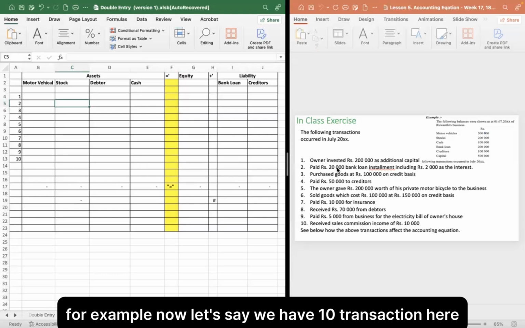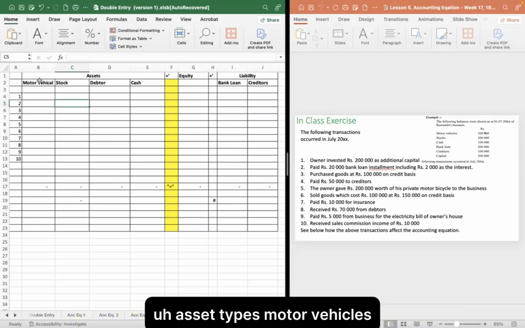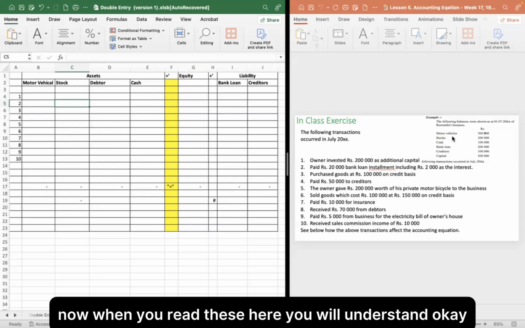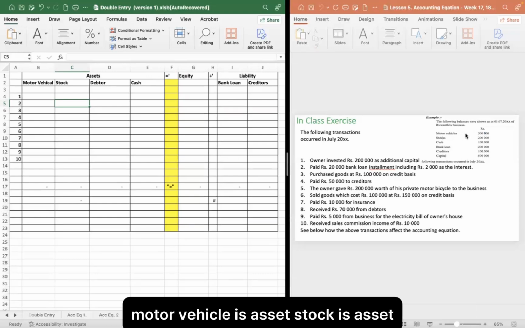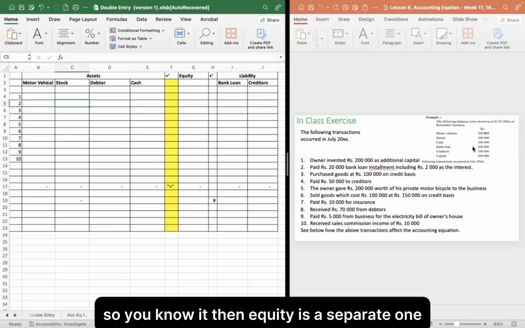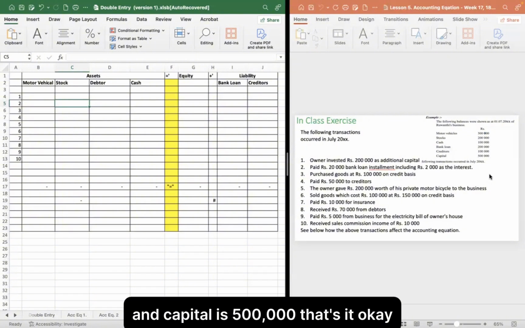For example, now let's say we have 10 transactions here. Let's say that the examiner has not given these asset types, motor vehicles, stock and cash. Now, when you read these, you will understand, okay, motor vehicle is an asset, stock is an asset, cash is an asset. Then equity is a separate one. Then bank loan is a liability, creditors is a liability. And capital is 500,000.